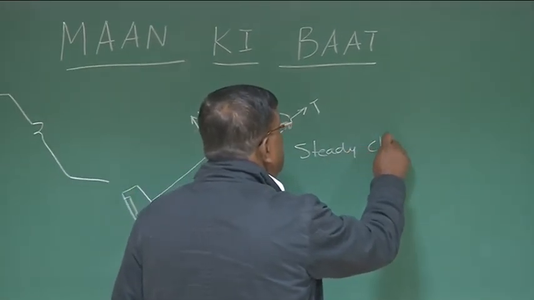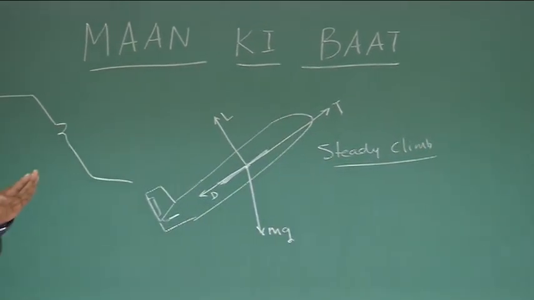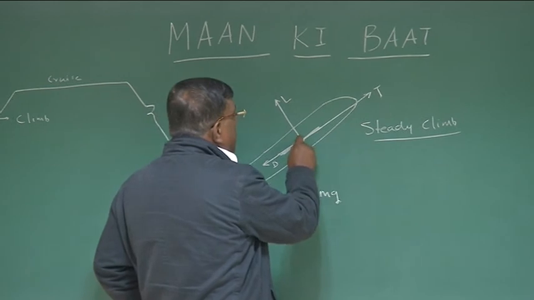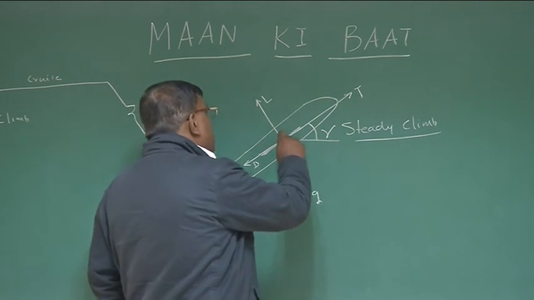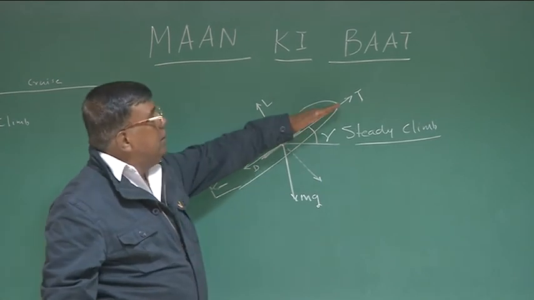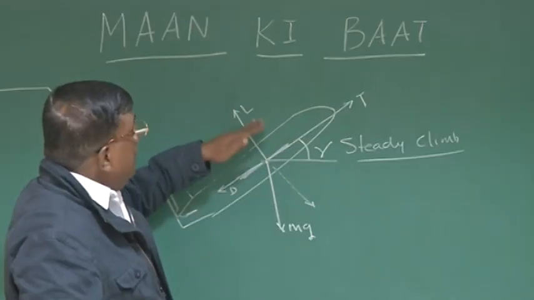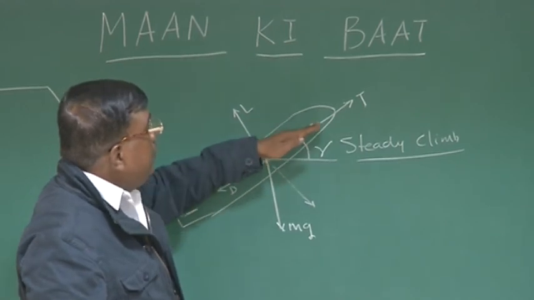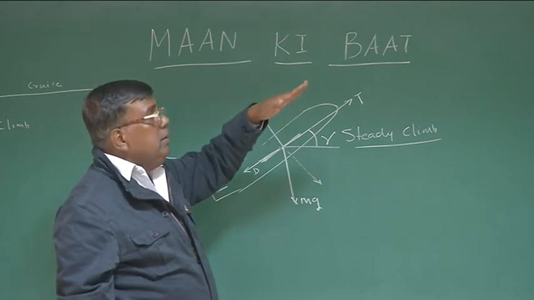Steady climb, so no acceleration, right? It's just going like this, rectilinear motion. In this diagram, this is gamma, the flight path angle. If I want to ensure that this plane is going in a rectilinear direction, then the net force on the body across this line should be 0. So no acceleration along this direction and no acceleration perpendicular to it. We are assuming the airplane is moving in a vertical plane.